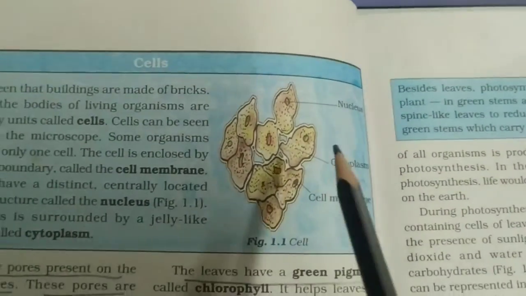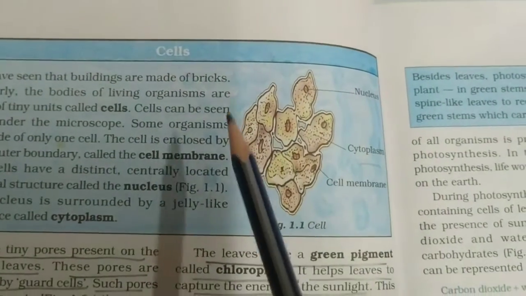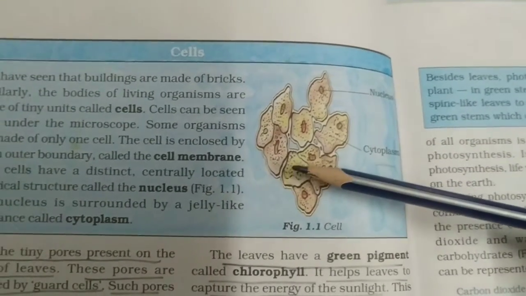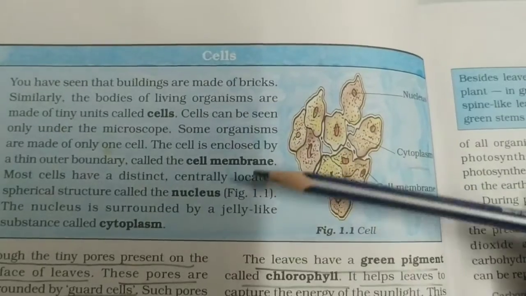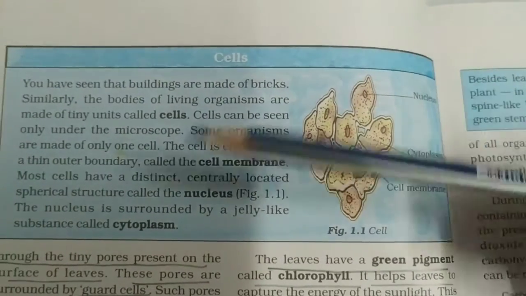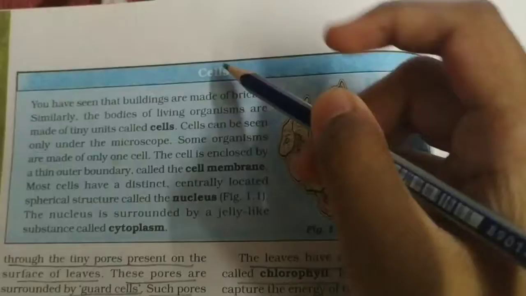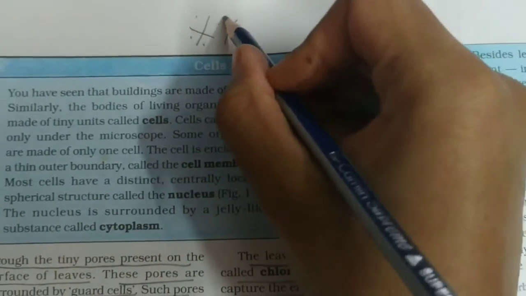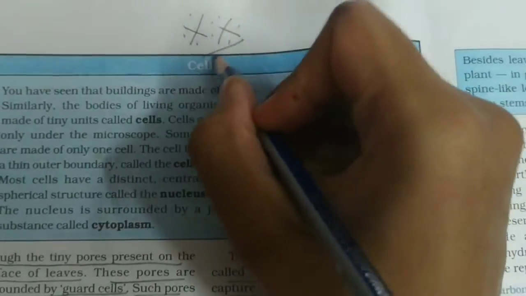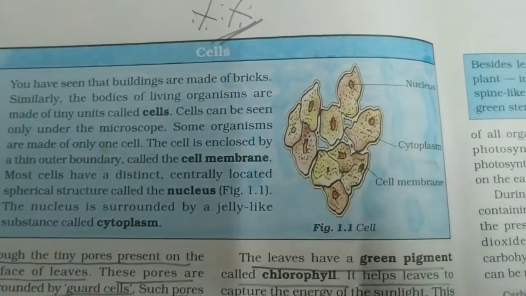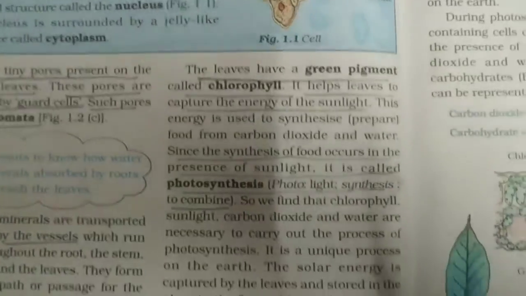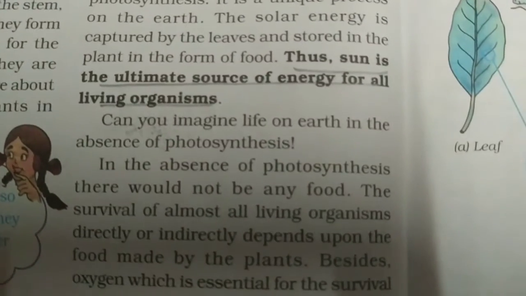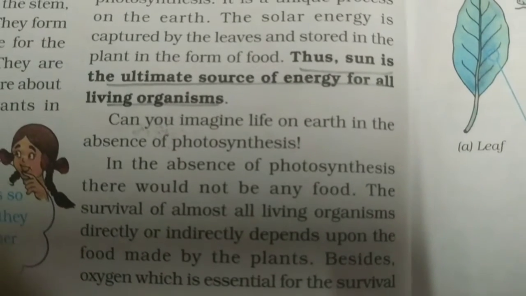So you should learn this diagram, and you should learn how to write the parts of the cell in this diagram, okay? So learn thoroughly everything in this part, and this part is really important, guys. So this is the sign of important, everyone must know it, and if I put this, it means it's really important, okay? Okay. Now, we finished the process of photosynthesis, right? Now let's go further. So can you imagine life on Earth in the absence of photosynthesis?